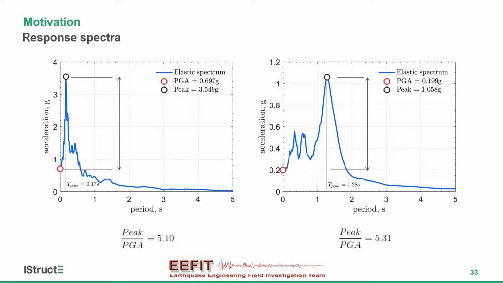So you can see that the frequency content and the spectral shapes are completely different, although we always have this pattern of amplifying the level of demand that we see in different structures for different periods, based on the characteristics of the records, not only the main period of the record, but the frequency content, etc.